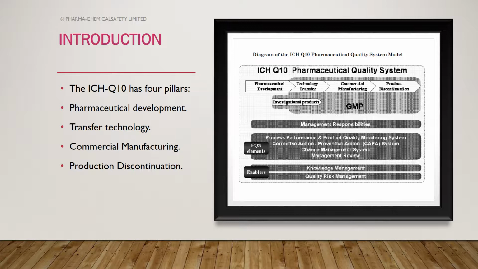Commercial manufacturing. What is the goal of this pillar? The activities include achieving product realization, establishing and maintaining a state of control, and facilitating continual improvement. The definition is right there. So you need to establish and maintain a state of control. You insert elements from risk-based process safety and some environmental knowledge as well.